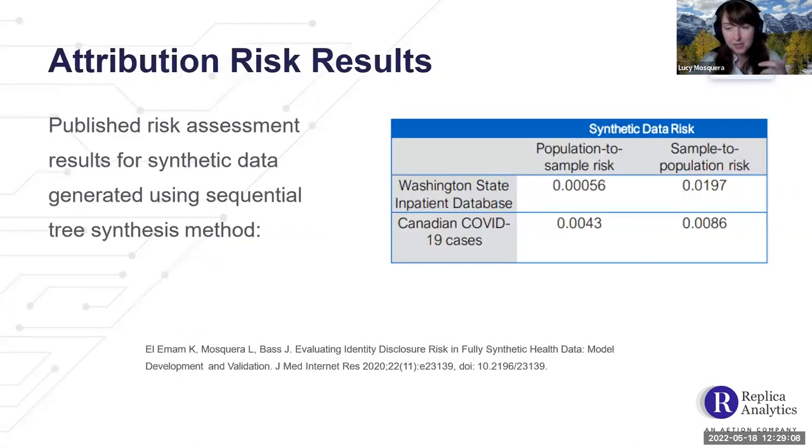This methodology has been published; the citation is at the bottom there. For our assessment, we used two different data sets: a Washington State hospitalization data set and a Canadian COVID-19 data set. We assessed the privacy risks seen in these data sets when using a sequential tree-based synthesis method, and we found that across the board, the privacy risks were quite low. The traditional standard for acceptable risk thresholds from a variety of regulatory bodies is 0.09, and all risks observed for these two data sets were substantially lower than that threshold.